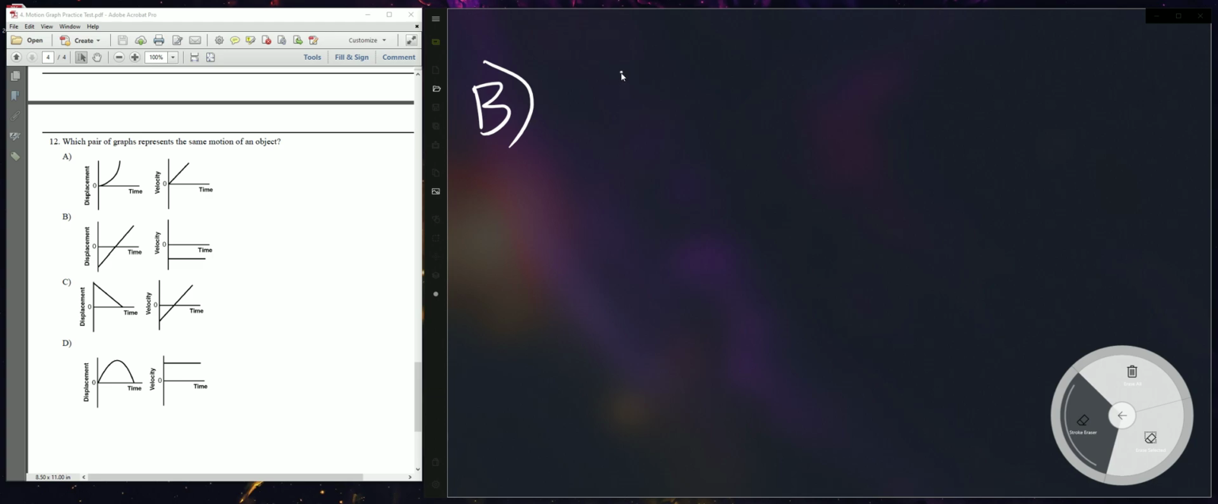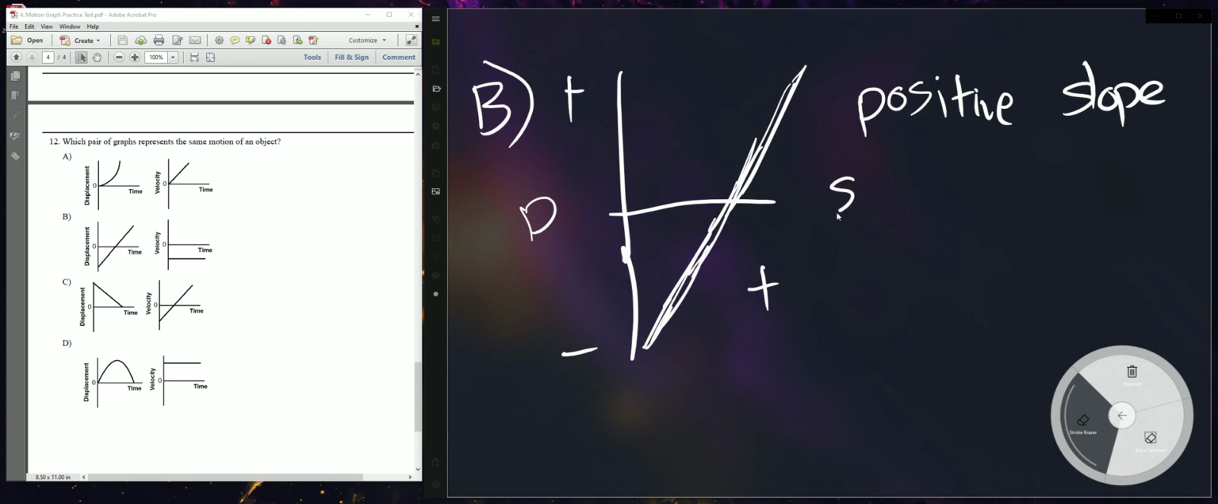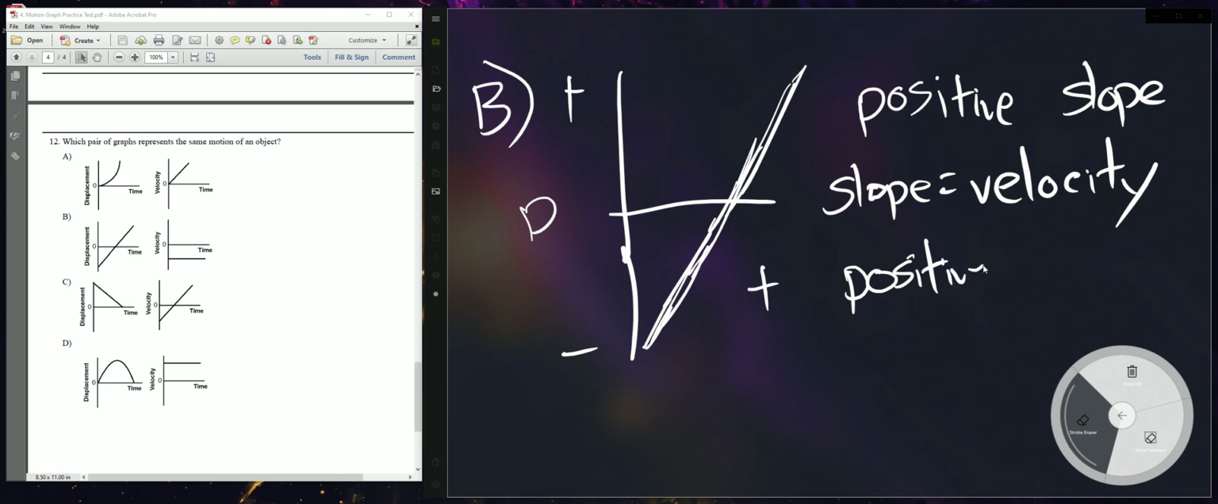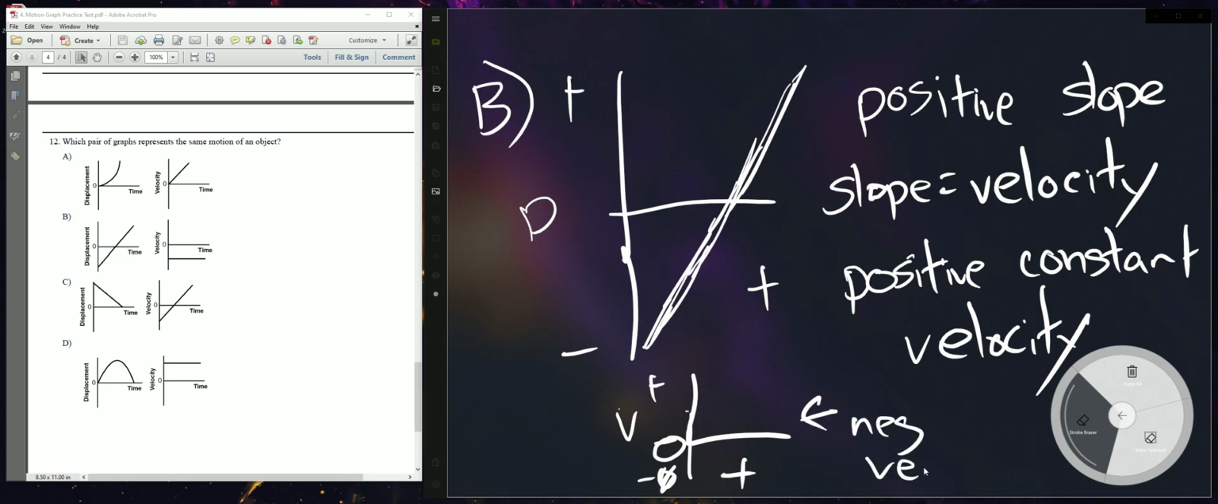Let's look at choice B. Negative, positive. Basically what this is saying is that you have a positive slope, and let's actually represent this quickly. Positive slope, we know that a slope on a position time graph is velocity. So you should have a positive constant velocity. And so what is the VT graph saying? The VT graph is saying you have a negative velocity. So that can't be true.